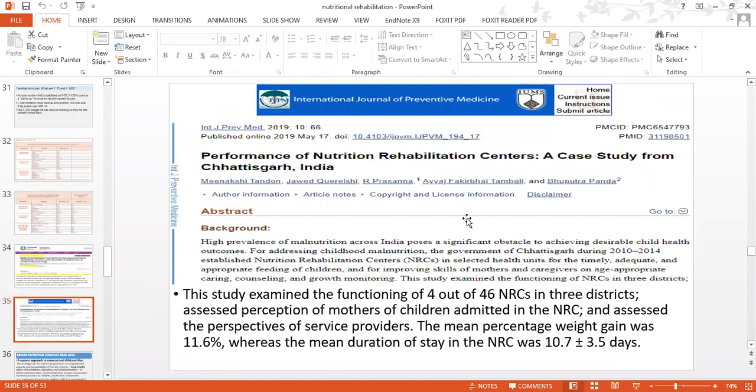Here is again a study which was done in India, a case study to assess the performance of nutritional rehabilitation centers. Here you can see the effectiveness of these centers: 4 out of 46 NRCs were assessed, and it came up with the result that the mean percentage gain of weight was 11.6%, with a mean duration of stay of 10 plus or minus 3.7 days. I mean, up to 2 weeks, and the improvement in weight was about 11.6%.